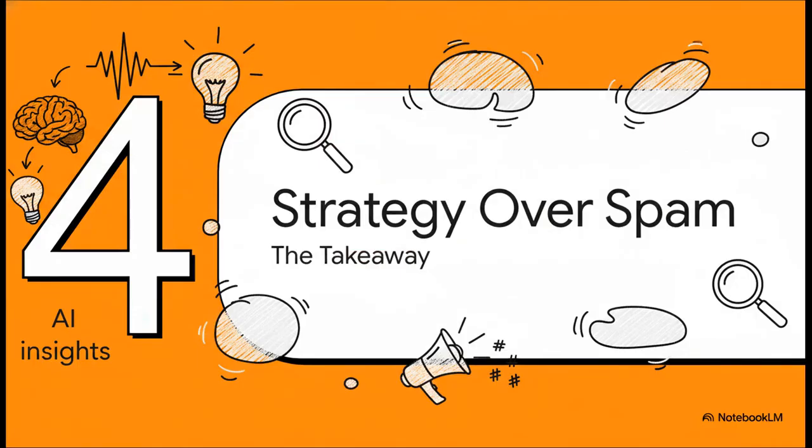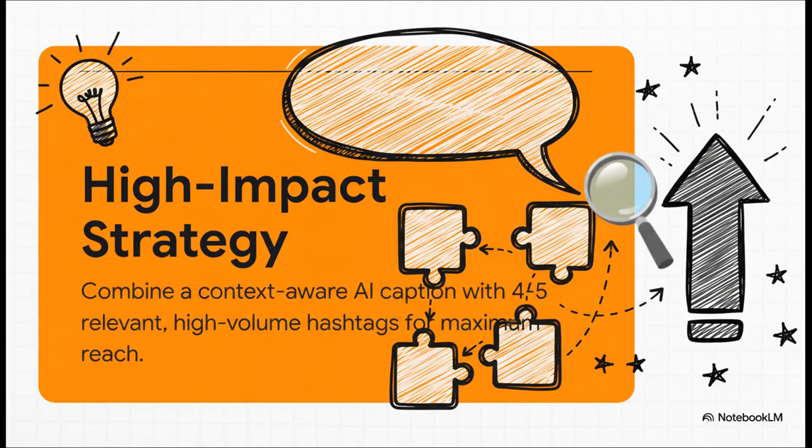So that brings us to the core lesson of this entire explainer. It's all about adopting a less is more strategy, but one that's powered by some really smart AI-driven insights. The winning formula really is simple when you think about it. You pair that smart, context-aware caption the AI wrote for you with 4 to 5 of the absolute best data-backed hashtags. That is how you get maximum reach without looking spammy.